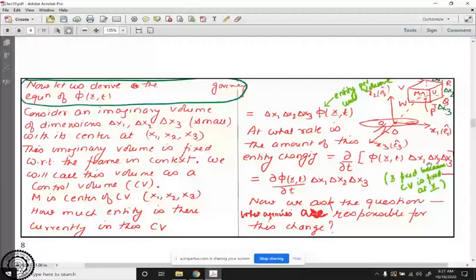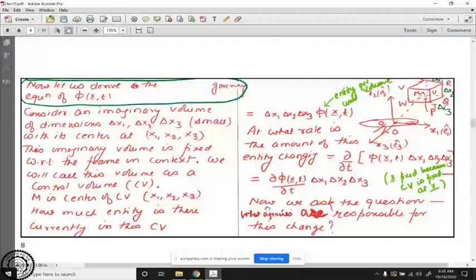Okay. And of course, delta x1, delta x2, delta x3 are constant, because I have kept the control volume fixed. Nothing changes as far as the geometry of the control volume is concerned. So you can actually pull these out of the derivative, and it simply sits outside, and the partial derivative is actually acting on phi alone. Okay. So this is the mathematical expression of the question I am raising. X is fixed, so that's what I wrote here. X fixed because control volume is fixed at x.